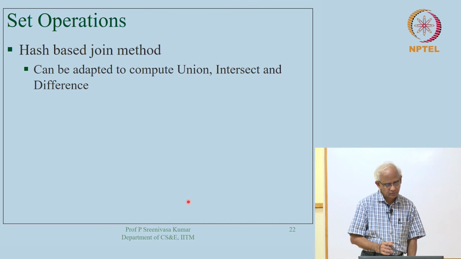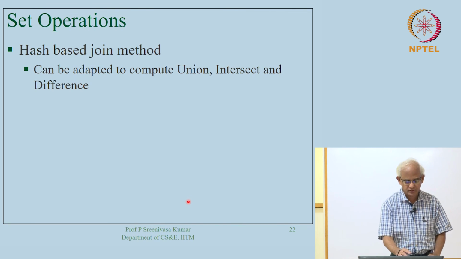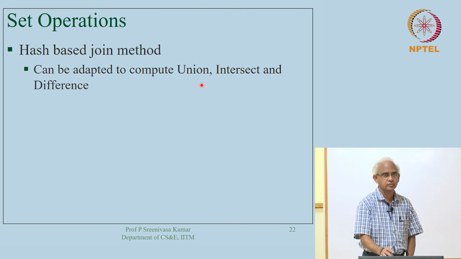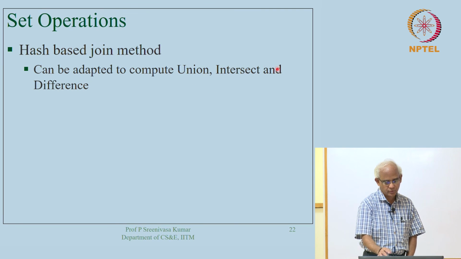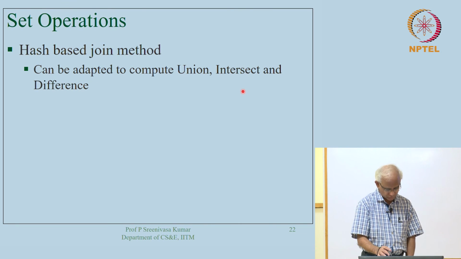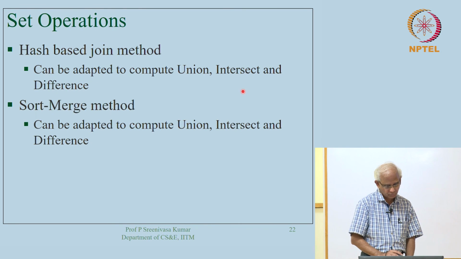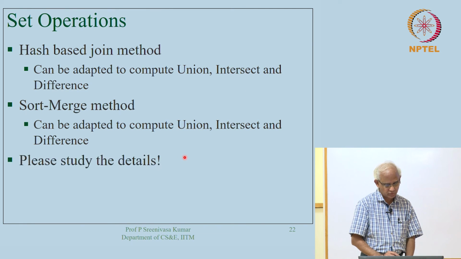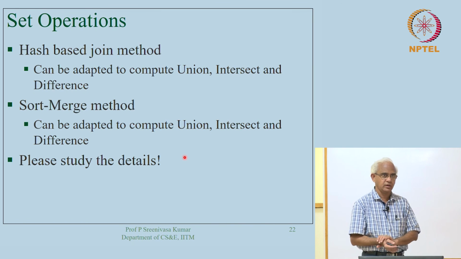We can also use these hash-based join methods, slightly tweaked, to compute union, intersect and difference. Union is almost like a join, so the join-producing algorithms can be slightly tweaked to produce these results. Even the sort merge can be adapted. I will not go into the details, please study the details.